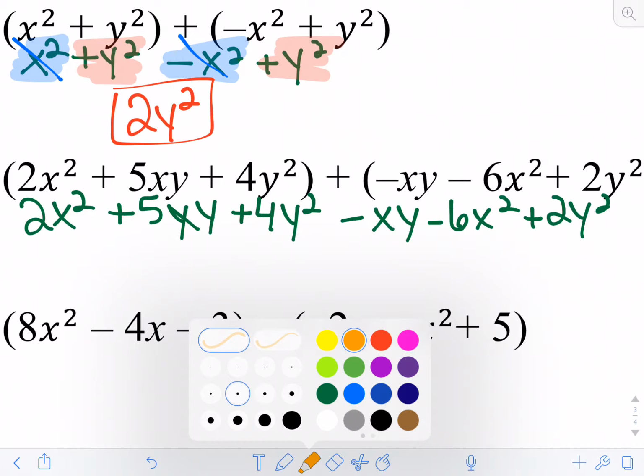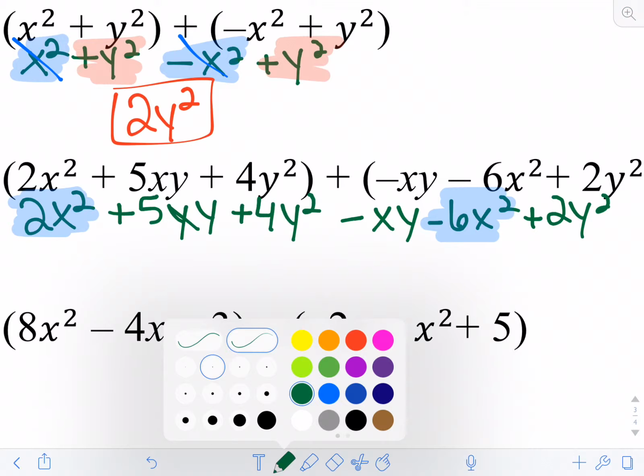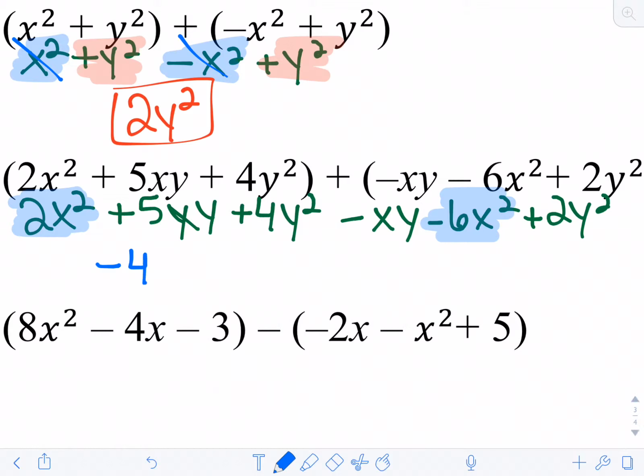And I'm going to go ahead and start combining things. So I see I have an x squared here, and I have an x squared here. So 2 minus 6 is a negative 4, so I have negative 4x squared. Then I see that I have xy here. I have an xy here, so 5 minus 1 is 4. So I have plus 4 of those things that are called xy's.